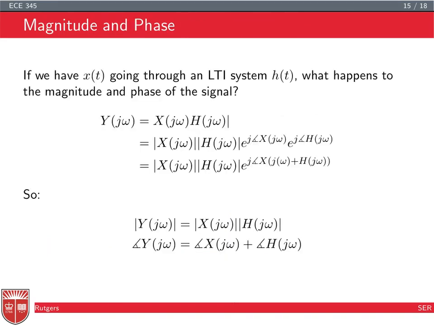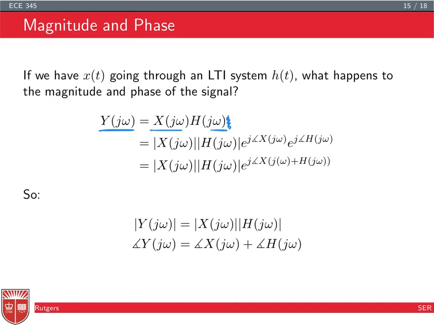Now, the last topic I want to talk about in this lecture is the magnitude and phase of an LTI system, or of the output of an LTI system. We know from the convolution property that the output of an LTI system, Y of j omega, is equal to X of j omega times H of j omega. Here, this is another typo. If you write it in polar coordinates, this is the magnitude of X times the magnitude of H times e to the j, the phase of X plus the phase of H.